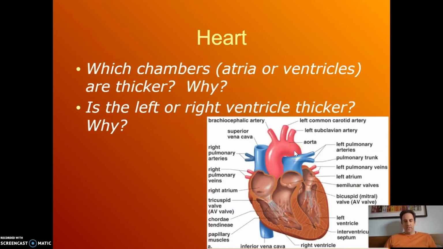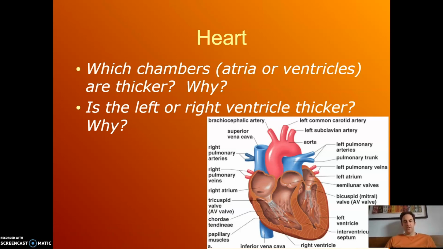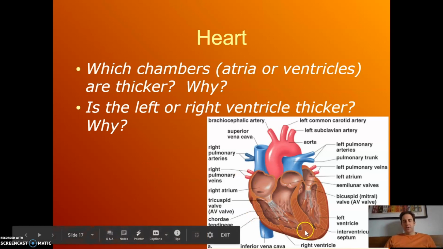Now, you may notice if you look at the walls of these different chambers, they're not equal. So if you compare this wall to the wall of the atria, take a moment and try and figure out which chambers are thicker, the atria or the ventricles, and why. And then left or right, which is thicker and why. And I will tell you the answer. First of all, the ventricles are thicker than the atria.